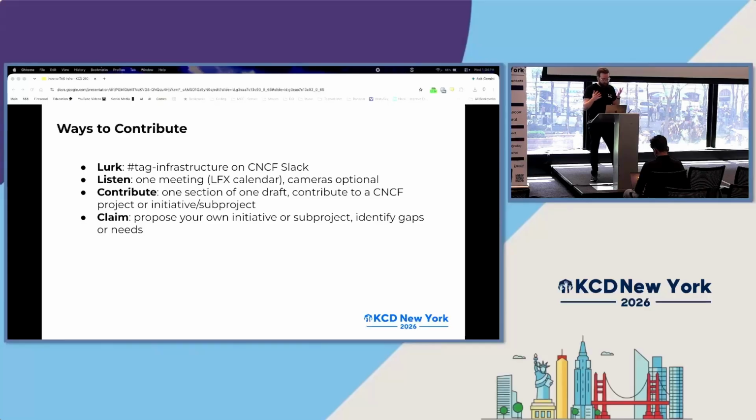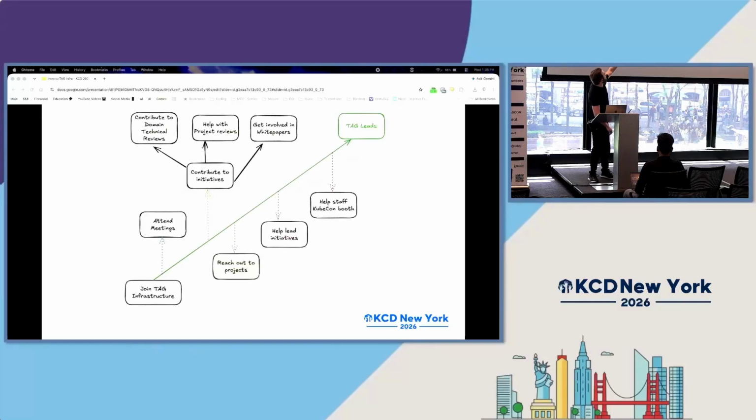Comment, claim: as you get more comfortable, you can provide a section to the draft or propose your own initiative or subproject. And here's a nice little graph that shows examples, first attending the meetings, helping us reach out and do community outreach to projects, helping lead initiatives, staffing the booth at KubeCon, as well as contributing to initiatives.